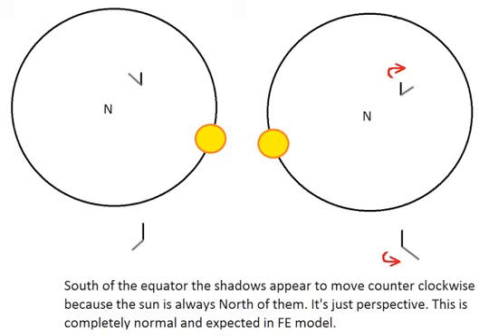If you perform the same stick and shadow experiment north of the sun, the shadow will move in the other direction. Of course, the sun can't change from clockwise to counterclockwise.